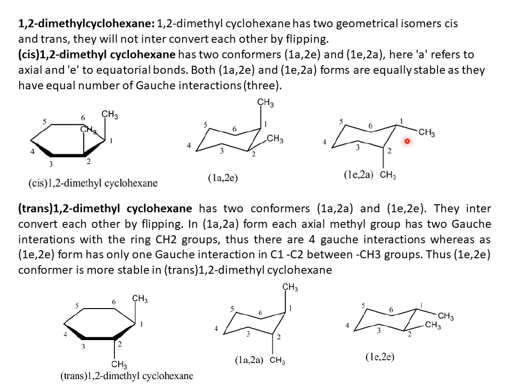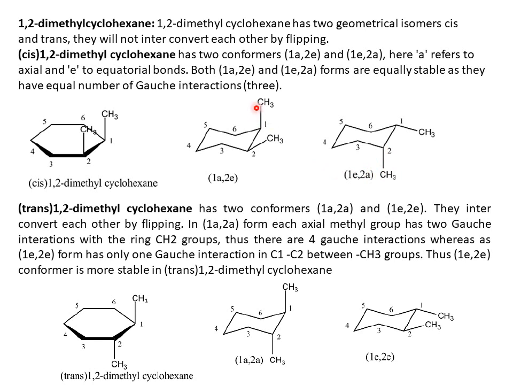So these two forms can be represented as 1A, 2E: at the first position we have axial methyl, and at the second carbon atom we have equatorial methyl. Similarly here, 1E, 2A: at the first position the methyl group is equatorial, and at the second carbon atom we have an axial methyl group.